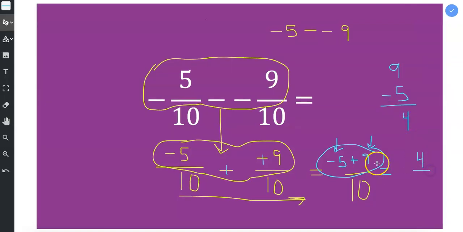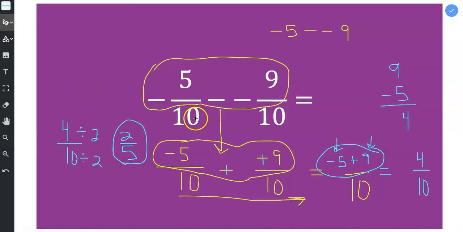Then I already said that the 9 is larger, so I have more of the positives, so my answer is positive. Since I have less of the negatives and more of the positives, the answer is positive. And then I bring over the denominator of 10. Now 4/10 can be reduced. 4 and 10 are both even numbers, so I can divide each of them by 2. 4 divided by 2 is 2, and 10 divided by 2 is 5. So my final answer is 2/5. -5/10 minus a -9/10 gives me 2/5.